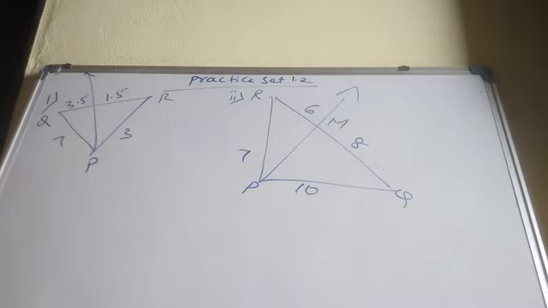Students, in the previous video we completed the three theorems: the basic proportionality theorem and its converse; second, the angle bisector property of a triangle and its converse; and last, the property of three parallel lines and their transversal. By using the conditions of these three theorems, we are going to solve practice set 1.2.